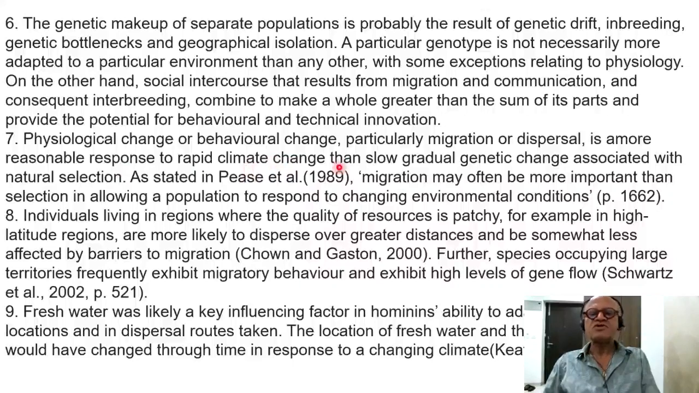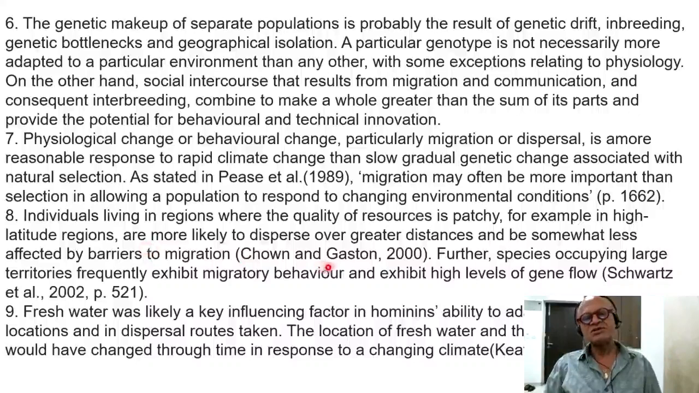Physiological change or behavioral change, particularly migration or dispersal, is a more reasonable response to rapid climate change than slow gradual genetic change associated with natural selection. As stated in Pease et al., migration may often be more important than selection in allowing a population to respond to changing environmental conditions. So when quick abrupt climate changes happen, populations may just migrate to newer situations rather than wait to be selected naturally based on their genetic adaptation and so on.